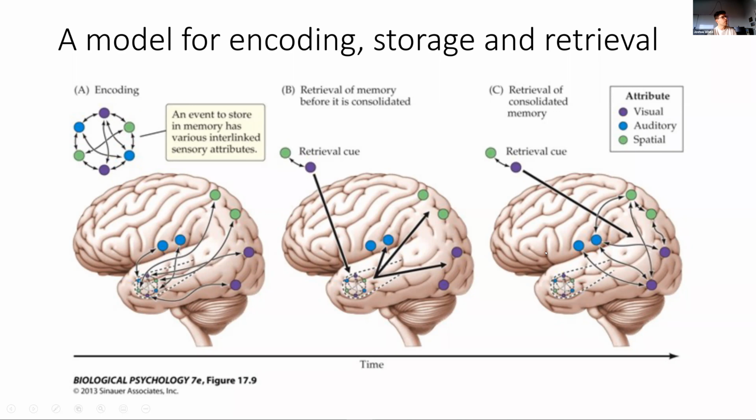Or you could have a really long-term retrieval, which means that the memory has already been fully offloaded into the cortices, and it now exists within a network that's extra-hippocampal, that only exists out here. So if you were to destroy the hippocampus, any memory stored within this type of framework would still be available to us. Yeah. So if you want, I'm going to comment on this slide.